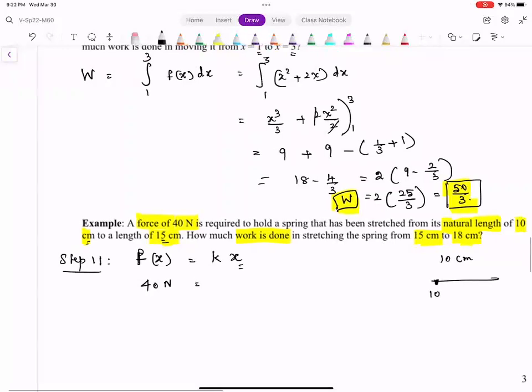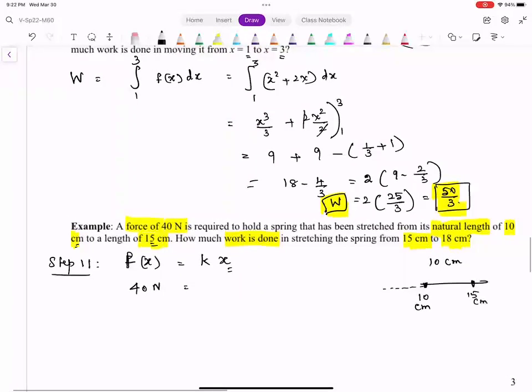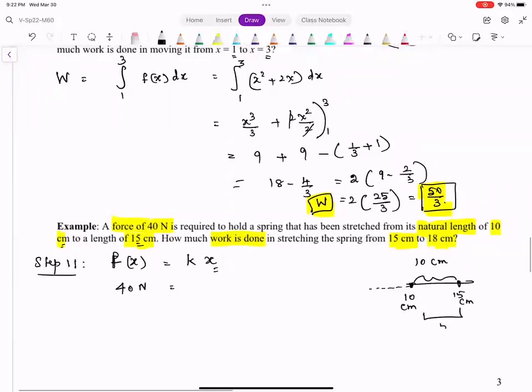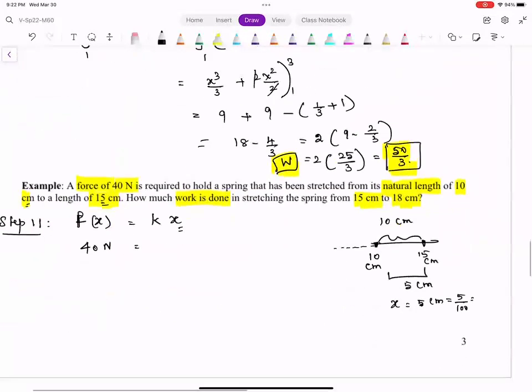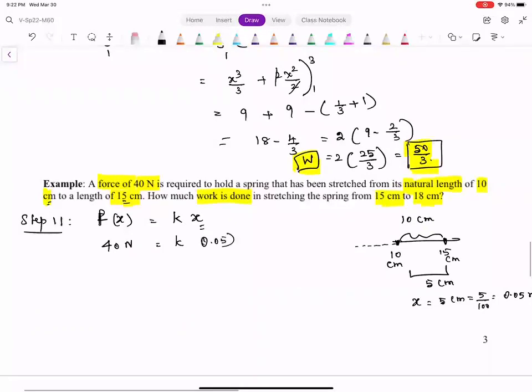So this is its natural length. It has been stretched to 15 centimeter. So there is a stretch of 5 centimeter. What is the stretch? From the natural position, it is 5 centimeter. So that is the stretch amount. 5 centimeter is equal to 5 over 100, which is 0.05 meters. So it is K times 0.05.